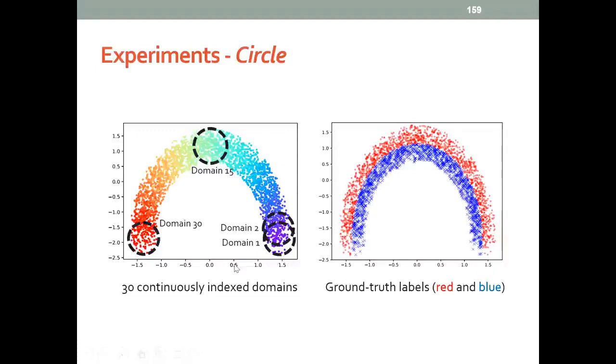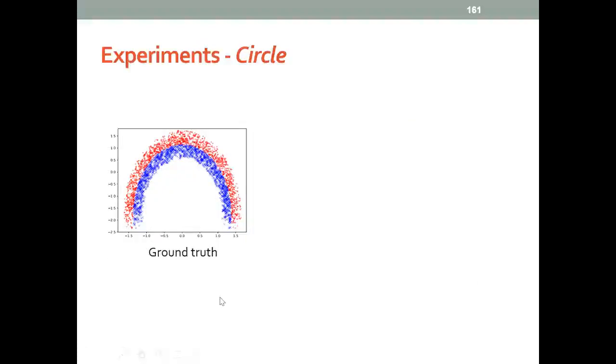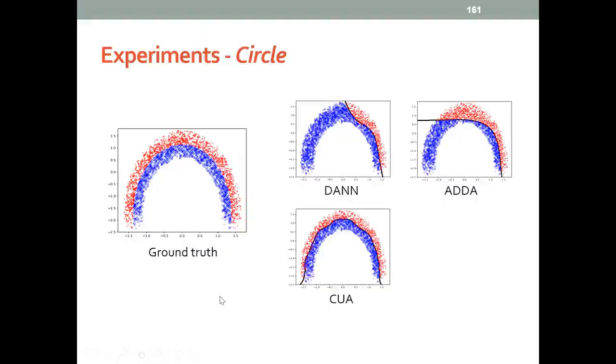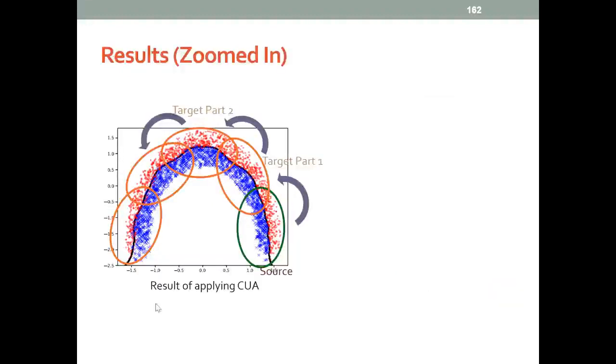Let me remind you that we have 30 continuously indexed domains. We have red and blue as classification labels. And the first 6 domains are used as source domains and the rest as target domains. And this is the ground truth, and this is the result from the categorical domain methods, and this is the result for our CIDA. Let's take a look at CUA more closely.